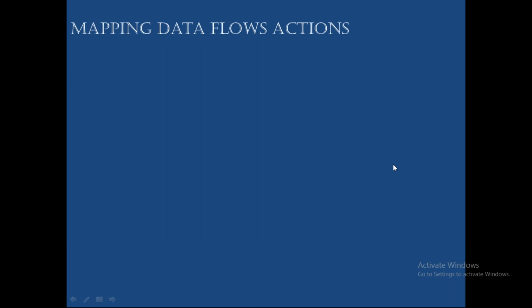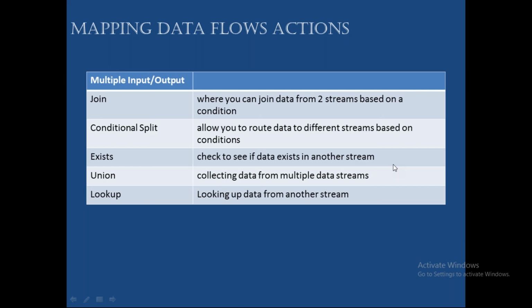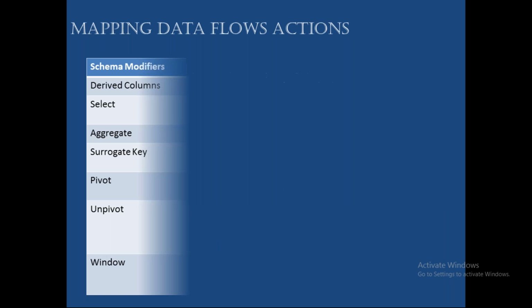Next, mapping data flow actions. So we discussed multiple input output. We already discussed joins, all joins, right? Left join, inner join, right join. With the advanced joins also we discussed cross join, everything. Next, we discussed conditional split, and exists also we discussed. Okay, and union also we discussed, isn't it? So we finished this. For lookup, we will see tomorrow.